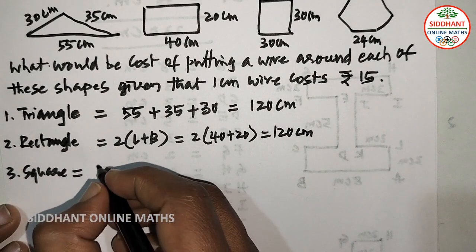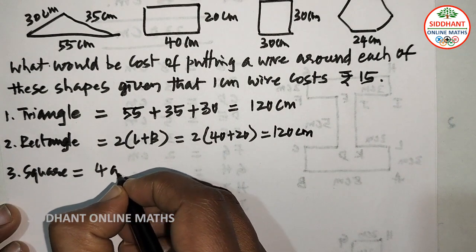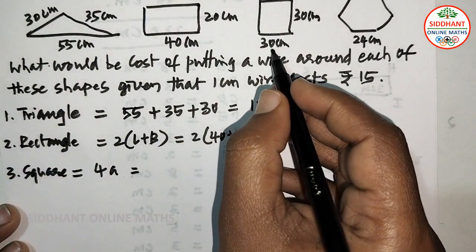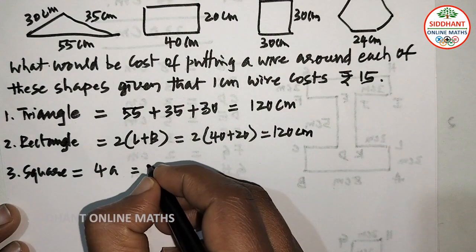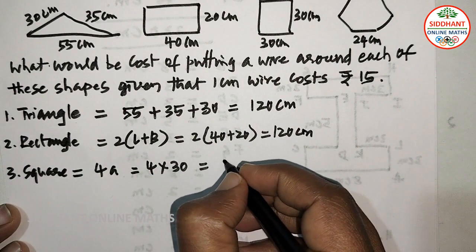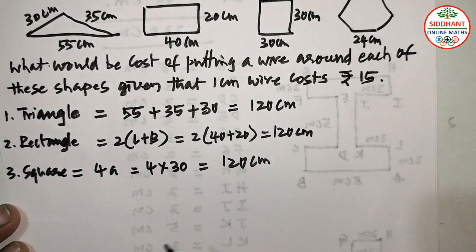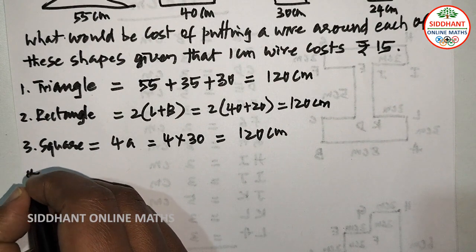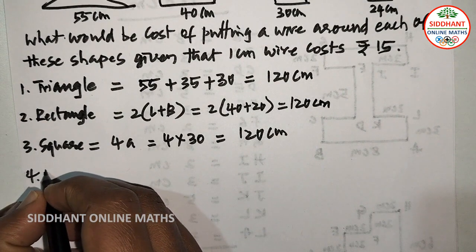Next, the third shape, you are going to see, is the square. The square perimeter we know is 4 into side. The side here is 30 centimeters. So 4 into 30 will be 120 centimeters. Next, the fourth shape, that is the hexagon.